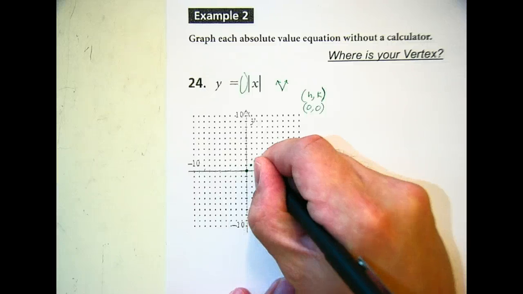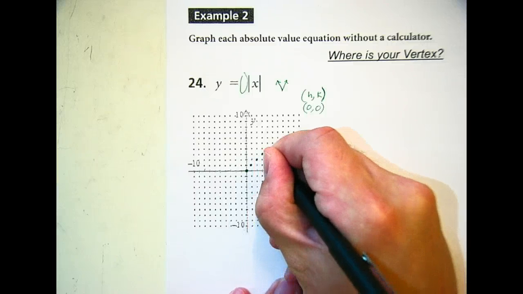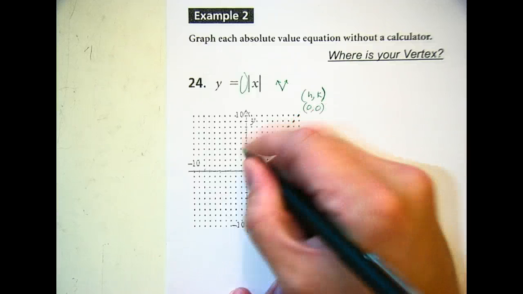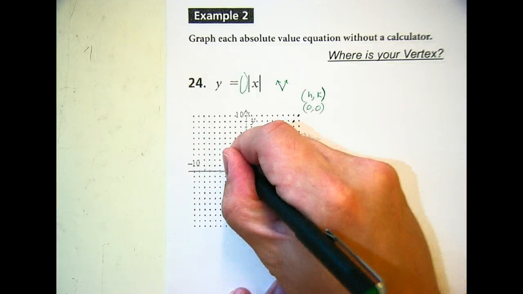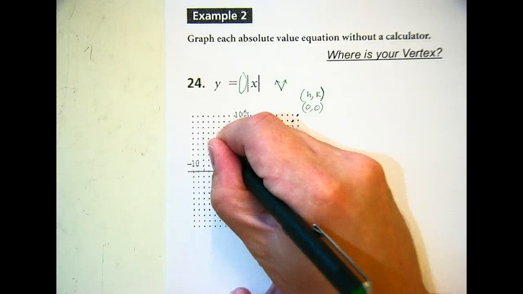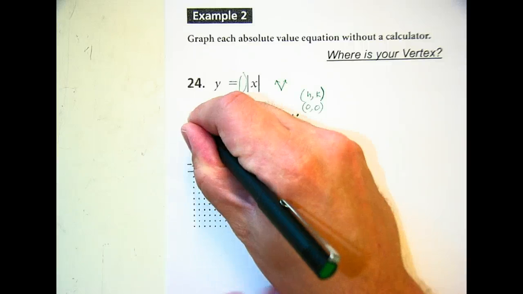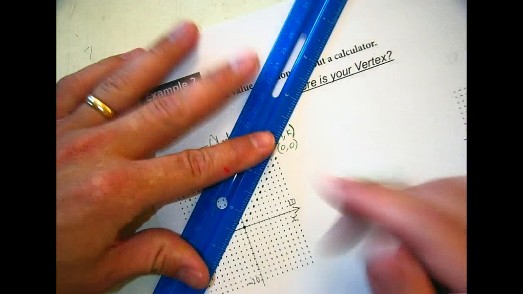So from there, we rise 1, we run 1. Rise 1, run 1. Okay? We keep doing that all the way up. Now hopefully that one's not too bad. That's your parent function. We've done that a bit earlier this year, so it should be a pretty easy graph.